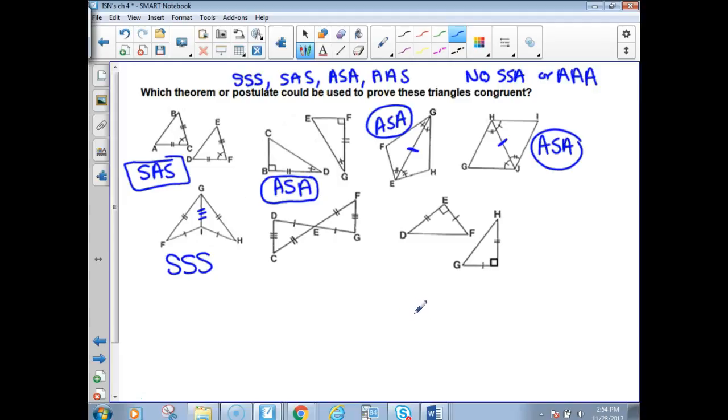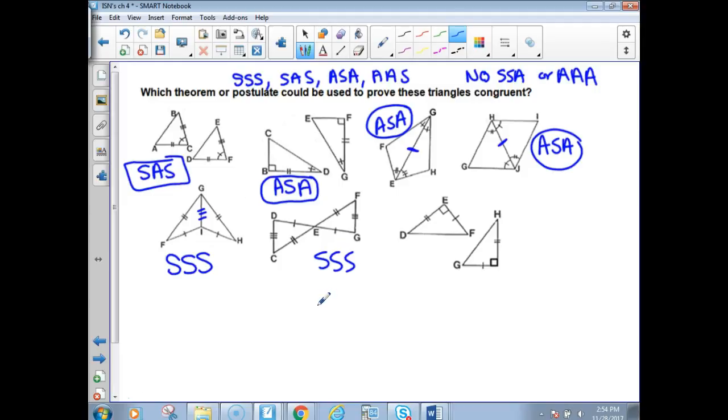Now, I'm going to challenge some of you, like on the next one. The first thing I see is single mark, double mark, triple mark. So this means SSS applies. But is there another one we could use? Is there anything else in the picture you could mark congruent because it's a fact that it is congruent?